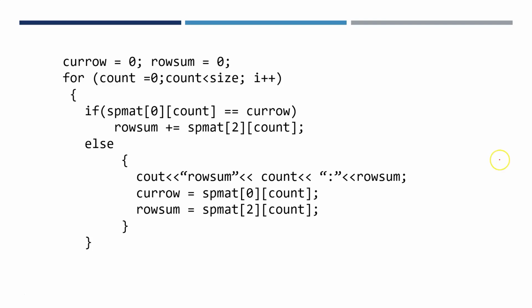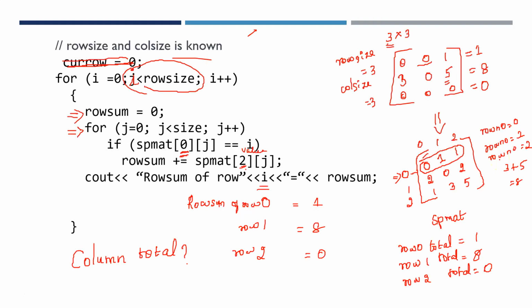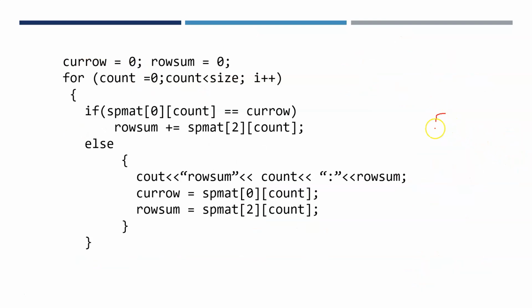This is another method that we will be using. I am just copying down this 0, 1, 1 and 1, 3, 5. This is the sparse matrix that I use. But in the original matrix, we have a 3 cross 3 matrix with 3 row totals: one is 1, 8 and 0. So we'll check whether we get this by this method.